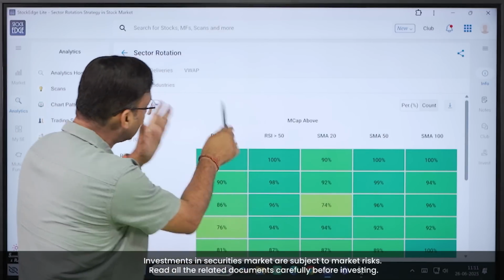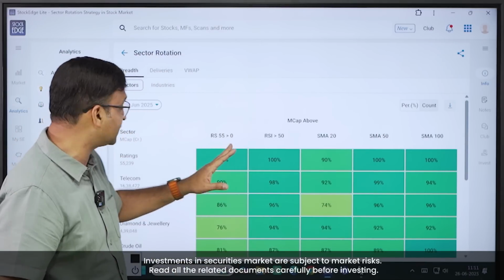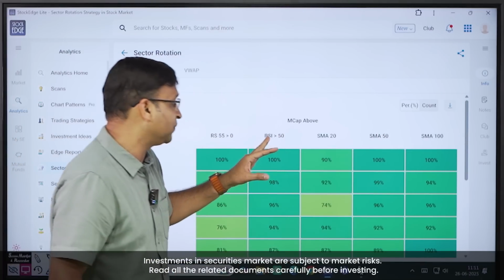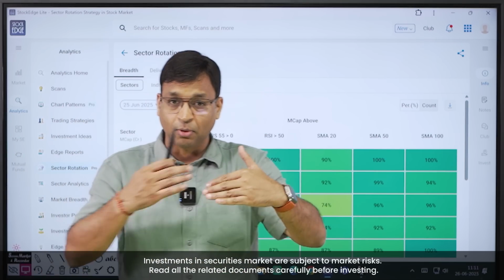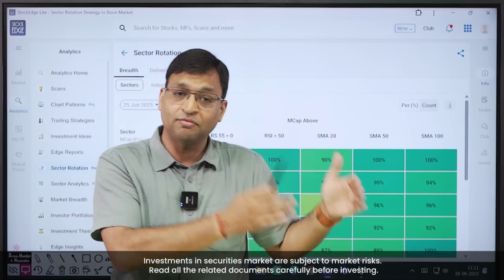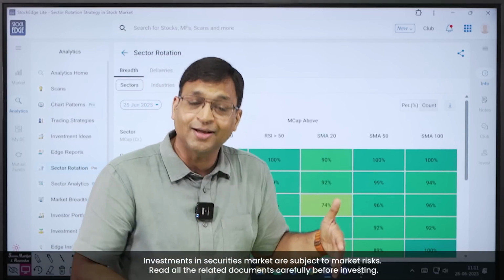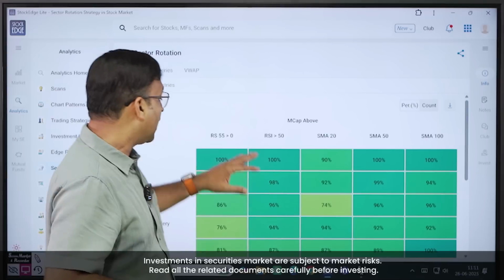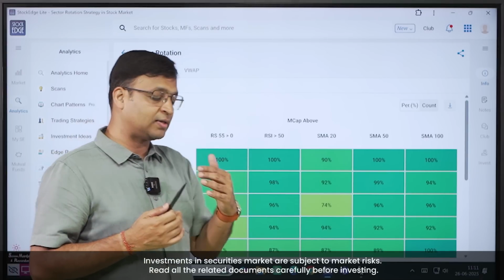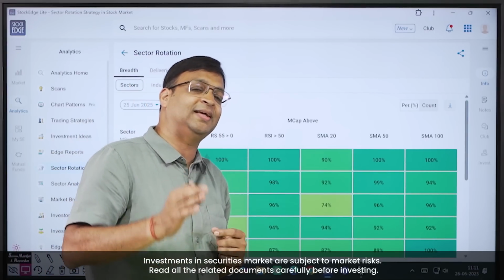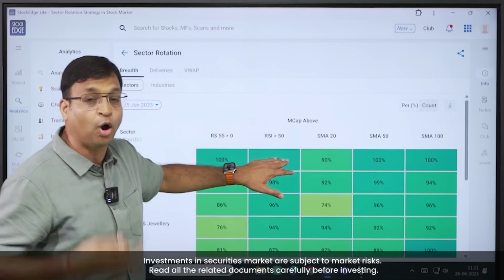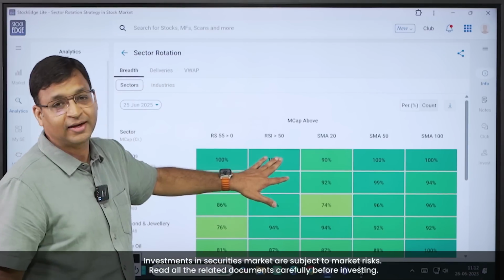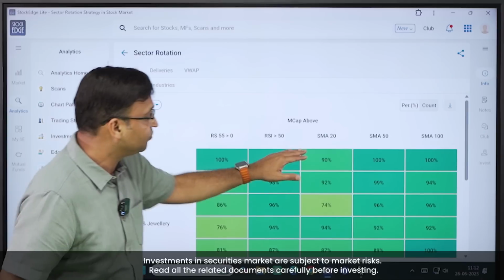Okay. So RS55 greater than 0, you understand this? RSI greater than 50. RSI we all know, right? It's a momentum indicator which takes care of the previous 14 periods of data of that particular underlying. I believe that any stock with RSI above 50 is in decently good momentum. So almost all stocks, in fact all stocks, have RSI greater than 50 in this case.